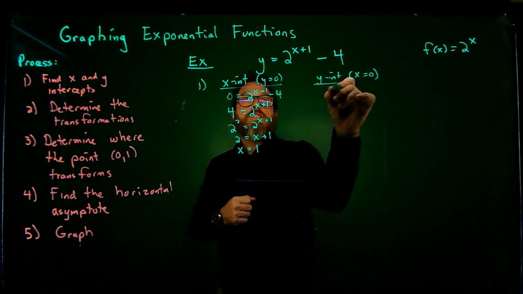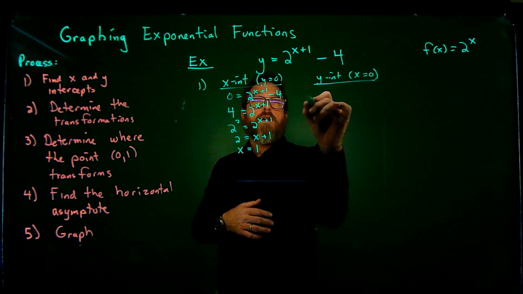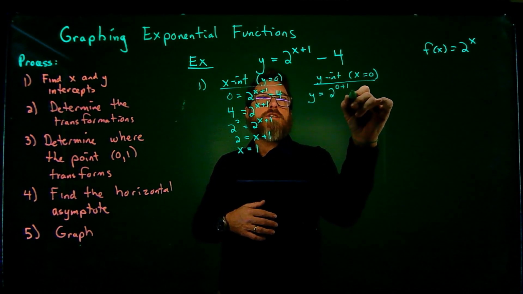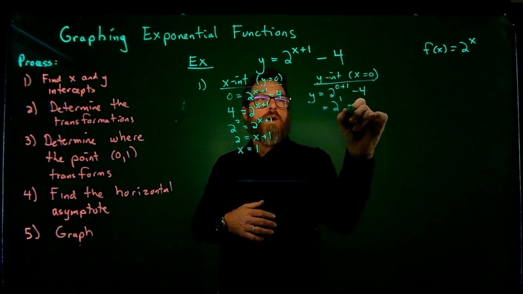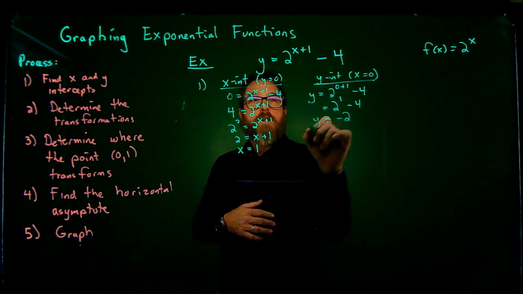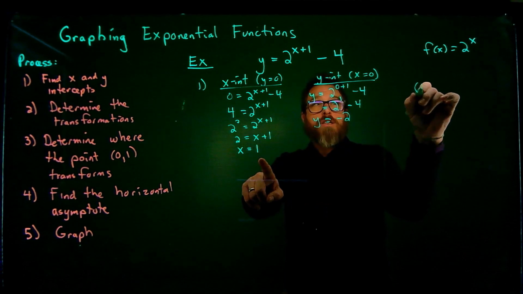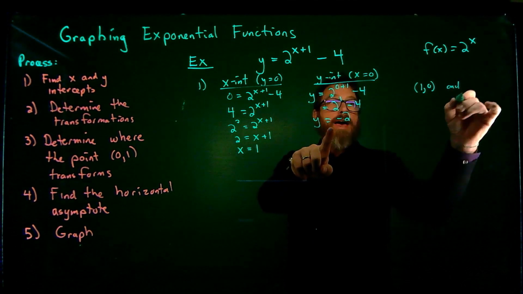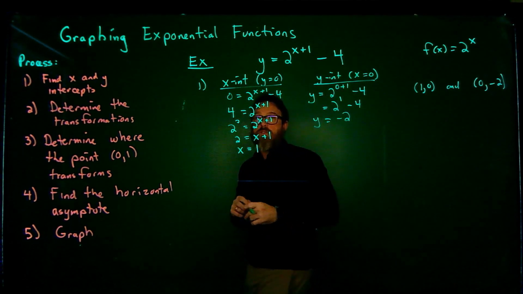Now the y-intercept isn't going to take algebra because we don't have to solve for x, we're just going to evaluate for y. So plug in x equals 0, we just evaluate this function at 0. Now 2 to the 0 plus 1 is just 2 to the 1 minus 4. So 2 minus 4 is equal to negative 2. So now I have 2 points: the point x equals 1 and y equals 0, and the point x equals 0 and y equals negative 2. So those are your x and y intercepts.